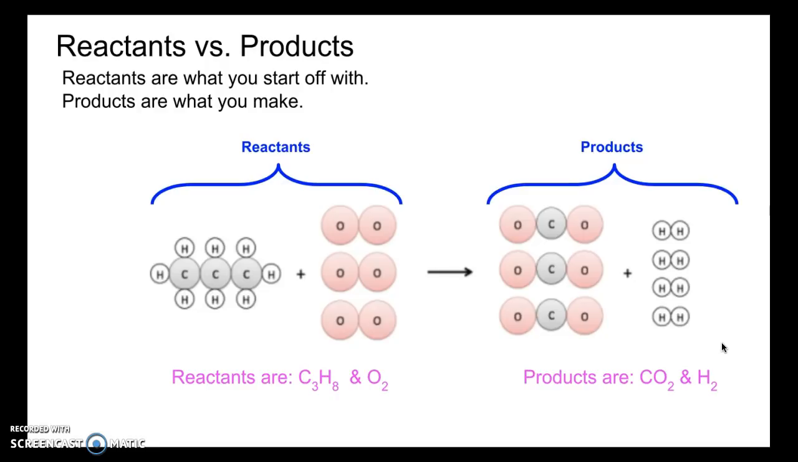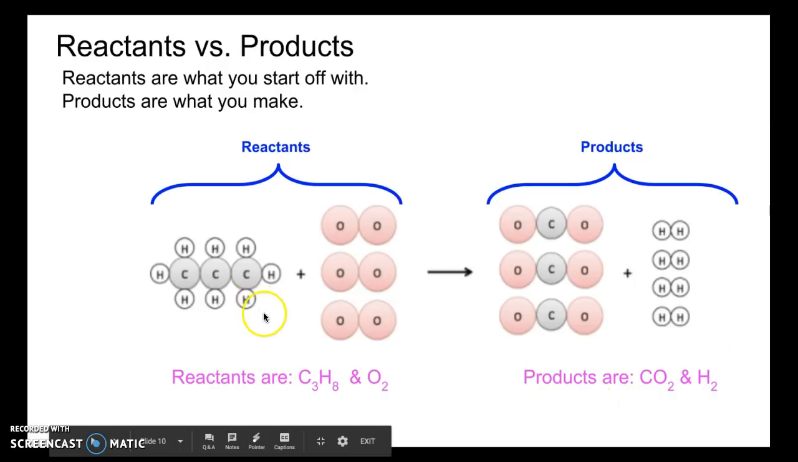I'm going to have you do this in a moment in a CFU. For that CFU, what you're going to want to first do is identify your reactants and your products. Remember, reactants are what you start off with, so they'll be at the beginning of the arrow on the left side, and products are what you make, so they'll be at the end of the arrow on the right side. And then you're going to write the chemical formulas for each reactant and each product.